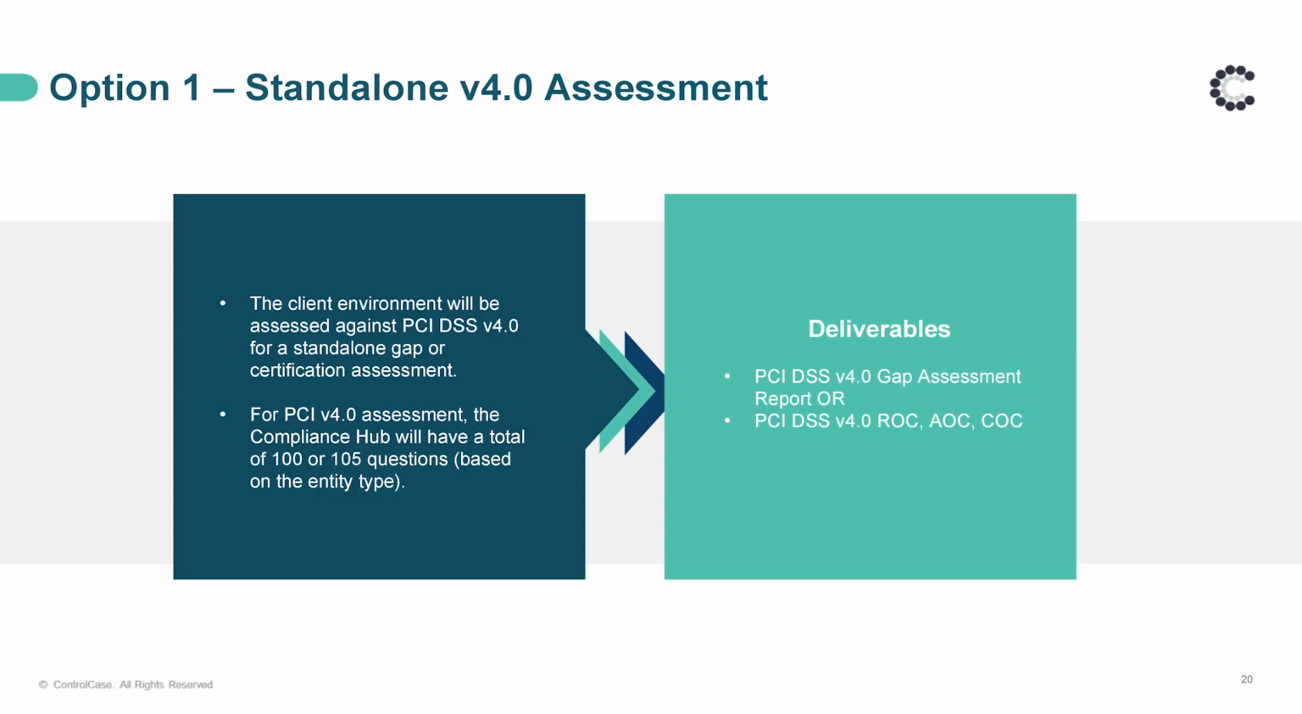Now, when I say 100 or 105, for a multi-tenant service provider, there are 5 extra questions to meet Annexure A or Appendix A. Hence, the count will be 105. For all other entities, it will be 100 questions. So you will get assessed against the questionnaire set for version 4, and you can do this assessment as a standalone gap assessment or as a certification assessment, right? So based on the requirement, you can either get a gap assessment report or the version 4 ROC, AOC, and the certification of compliance. So that was option 1.